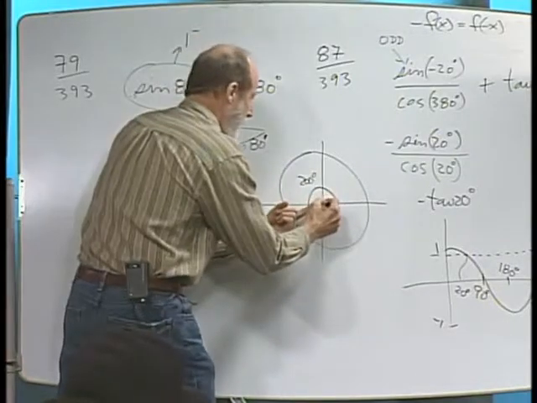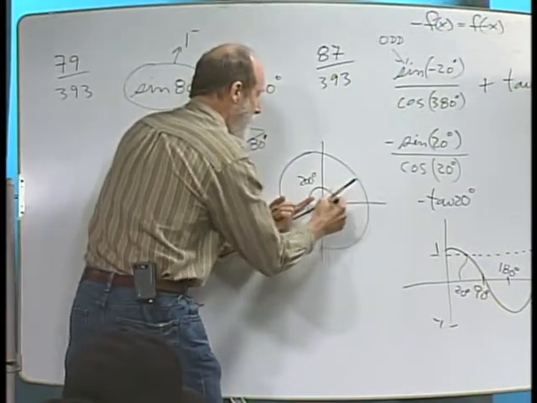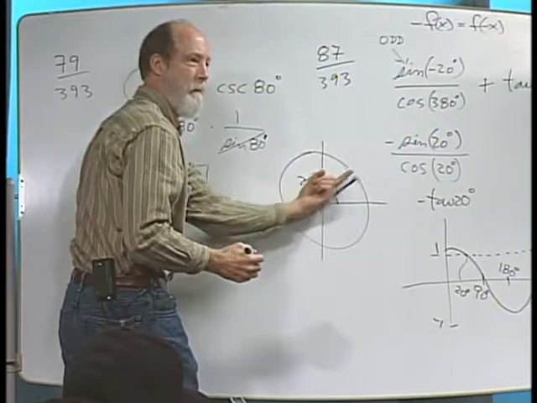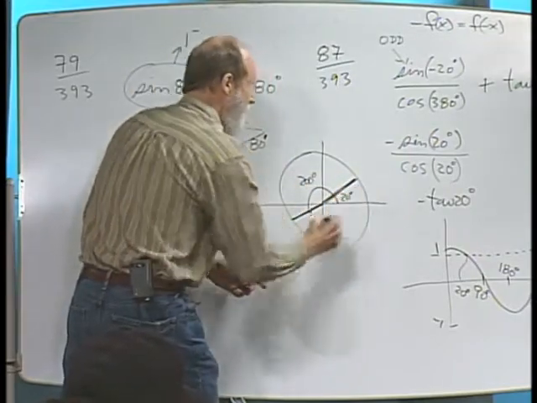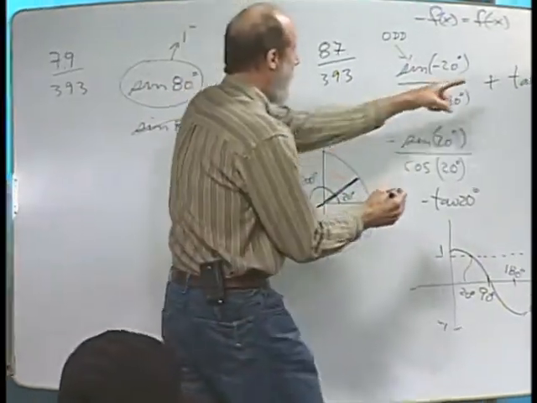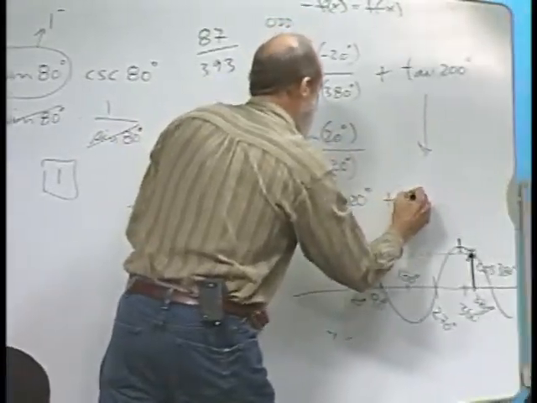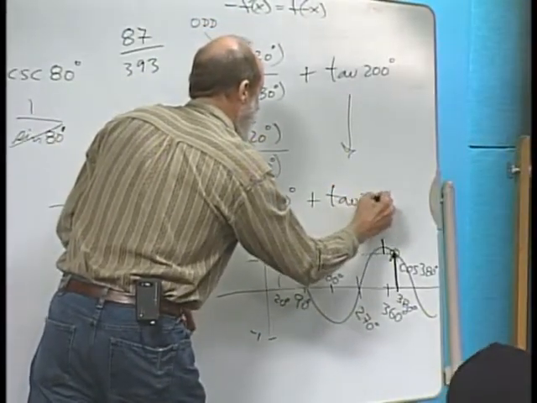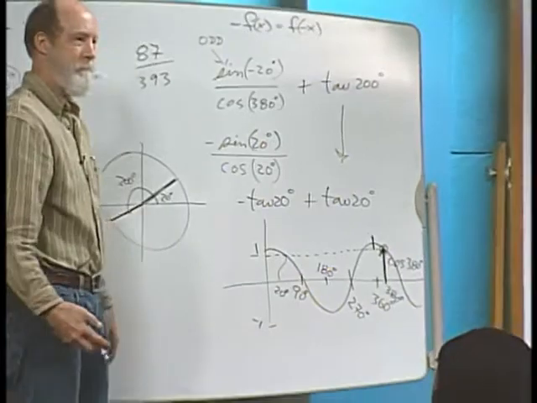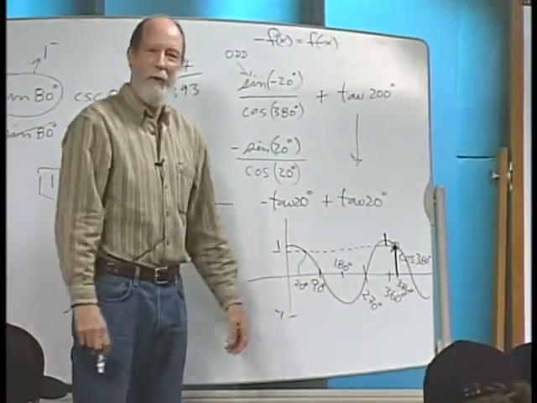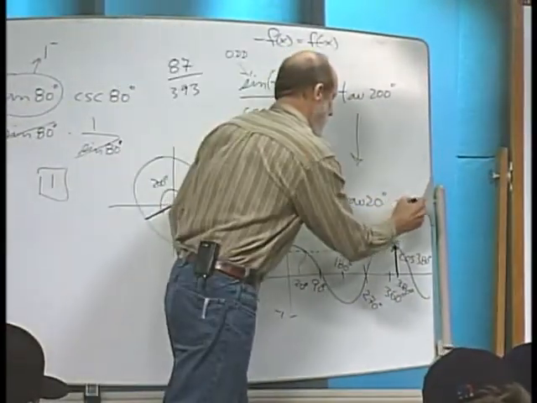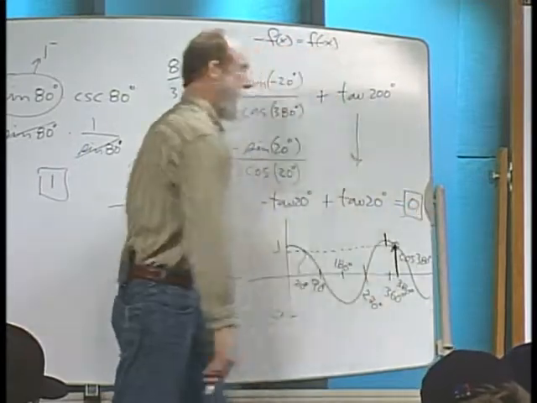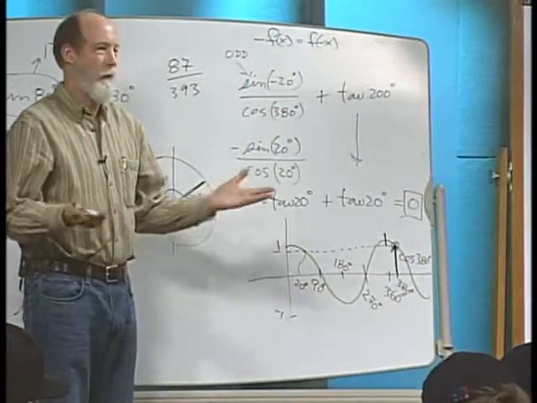And doesn't that match the slope right here at 20 degrees? So this thing is tangent of 20 degrees. You add those together and you get precisely 0 for an answer, without touching a calculator.